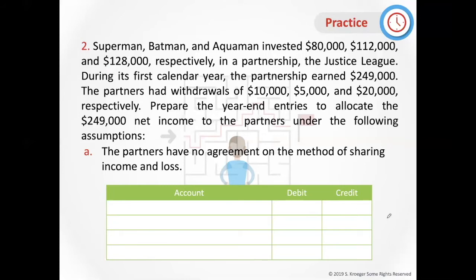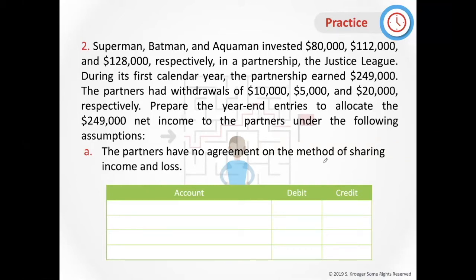During its first calendar year, the partnership earned $249,000. The partners had withdrawals of $10,000, $5,000, and $20,000. Prepare the year-end entries to allocate the $249,000 net income to the partners under the following assumptions. In assumption A, the partners have no agreement on the method of sharing income and loss. When there is no agreement in place, it's just split equally between the partners. Since there are 3 partners, it'll be a third to each one of them.